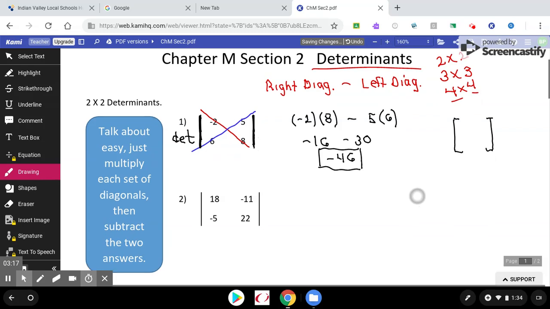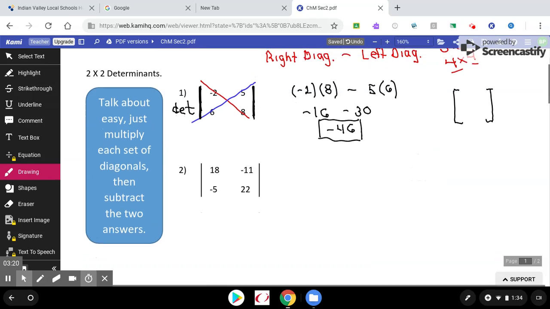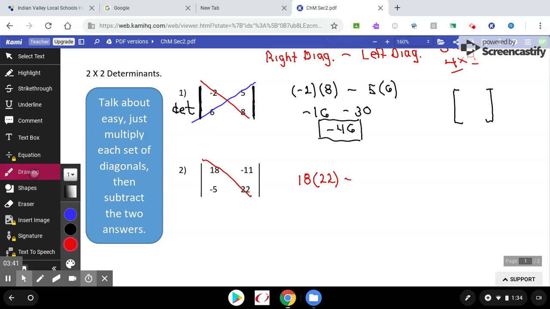So number 2, the fact that we have that absolute value looking symbol, again, it's not. That means I'm supposed to do a determinant. And if I'm doing a determinant, I do the right diagonal. So we'll just go ahead and write that now. That's 18 times 22. And then we subtract the left diagonal, which was -11 times -5.